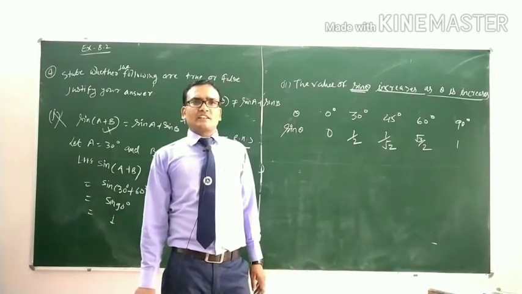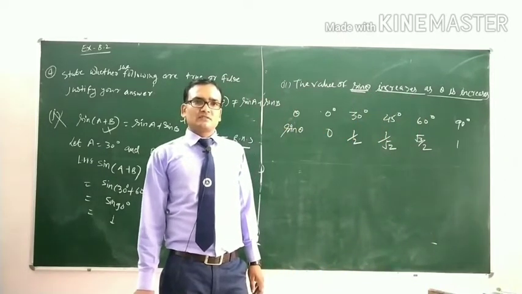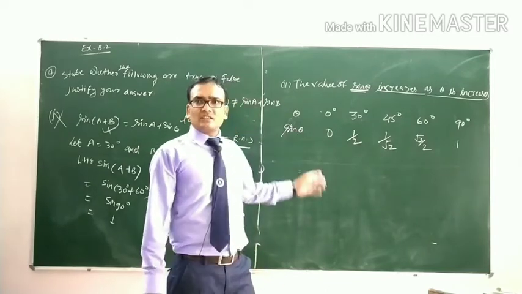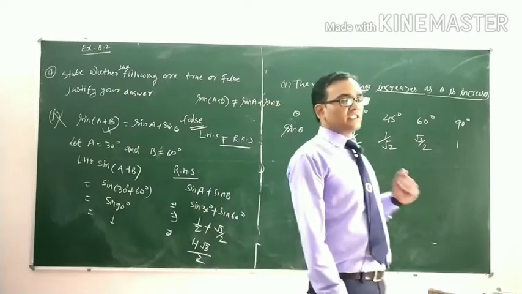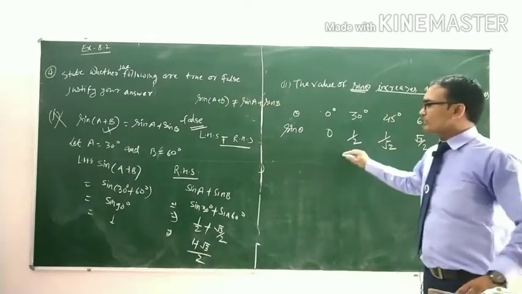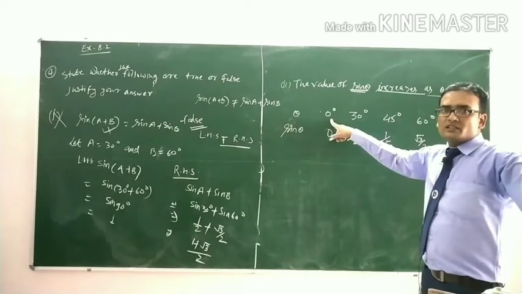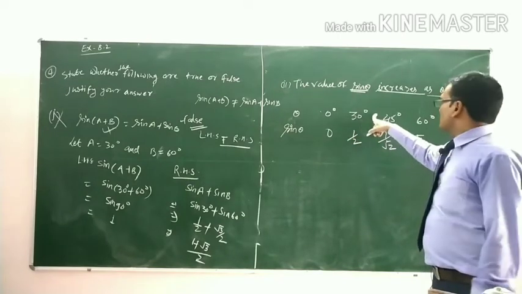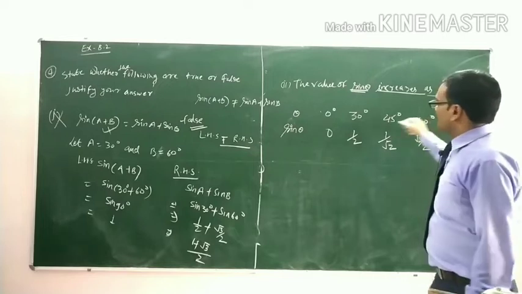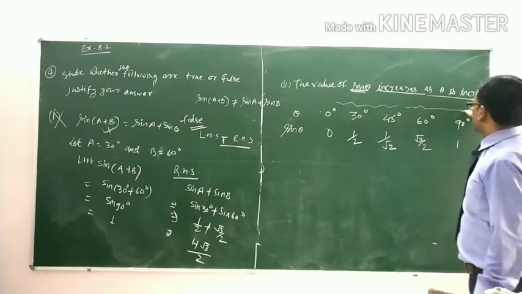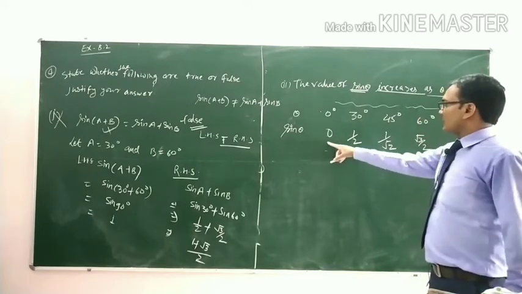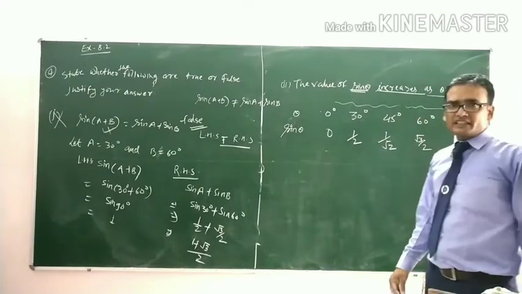Here we observe that for different values of theta, sine theta, that means as theta increases, here the value of theta is 0 degree, 30 degree, 45 degree, 60 degree and 90 degree. That means theta increases, then the value of sine theta increases.